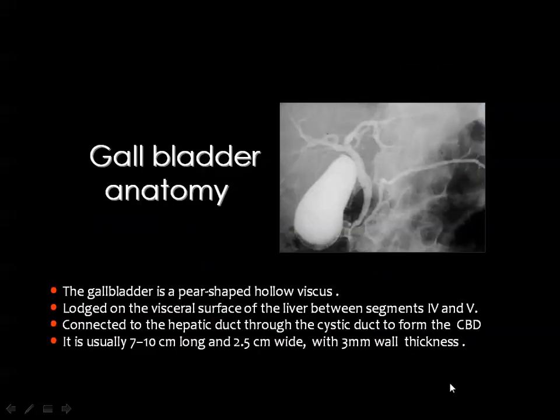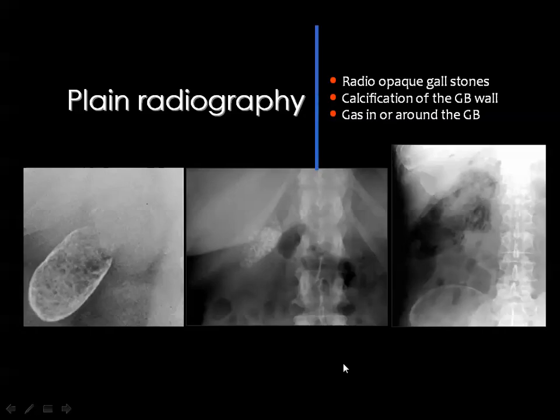The gallbladder is a pear-shaped viscus, and its diameters are about 7 to 10 centimeters long, 2.5 centimeters wide, and 3 millimeters concerning the thickness of the wall. The gallbladder is located in the visceral surface of the liver in the gallbladder fossa, and the major role of plain radiography is to detect one of these three issues.